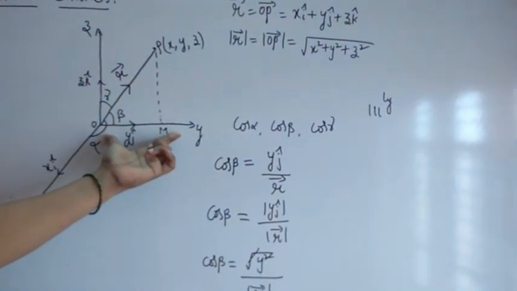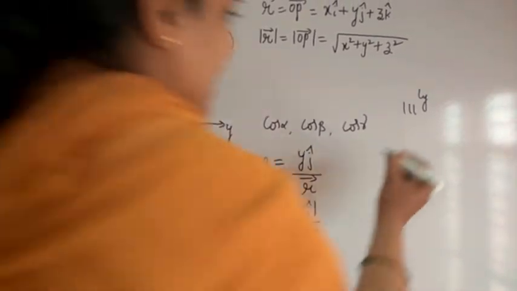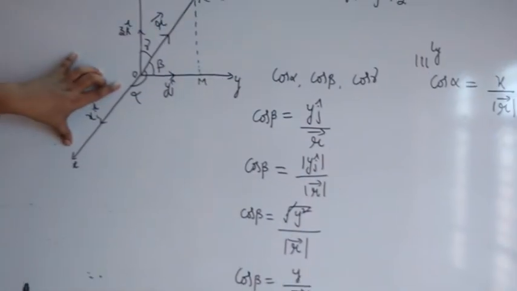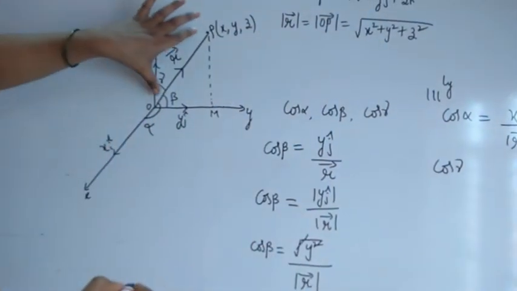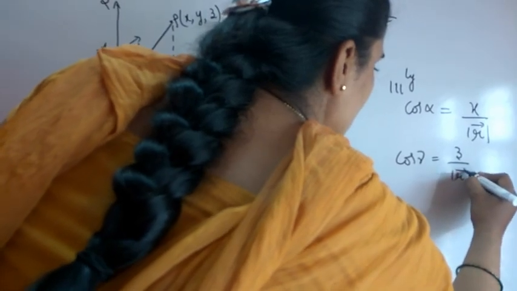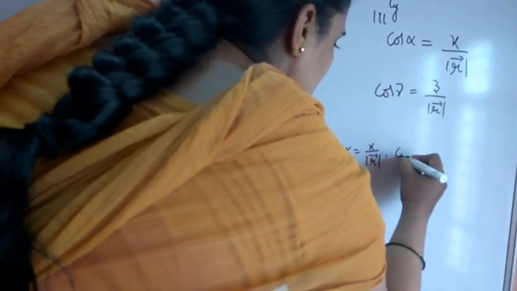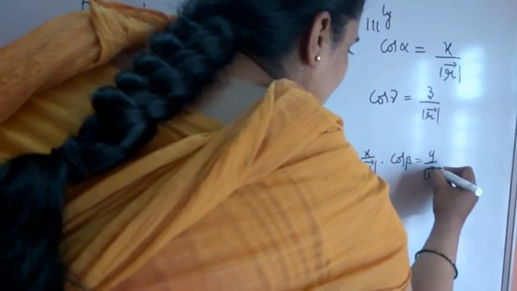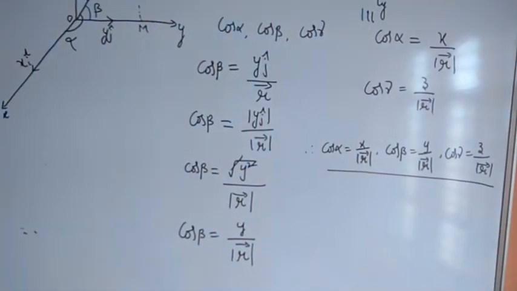Similarly, if we draw the perpendicular line from the same vector on the x-axis, the angle formed is alpha, so cos alpha is equal to x by the magnitude of vector r. Similarly, if we draw the perpendicular line from vector OP on the z-axis, the angle formed on the z-axis is gamma, therefore cos gamma is equal to z by the magnitude of vector r. So cos alpha equals x by the magnitude of vector r, cos beta is y by the magnitude of vector r, and cos gamma equals z by the magnitude of vector r. This we call the direction cosines.